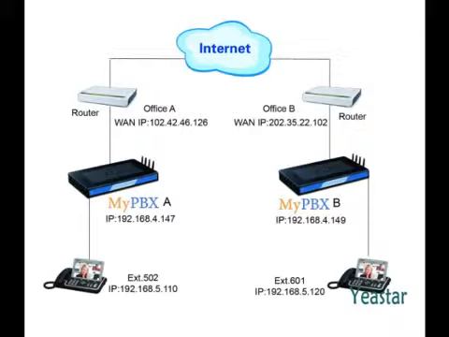To simplify the configuration, we recommend that you use two different sets of numbers respectively for extensions in the two Mypbx. Extension numbers in Mypbx A start with 5, and extension numbers in Mypbx B start with 6.